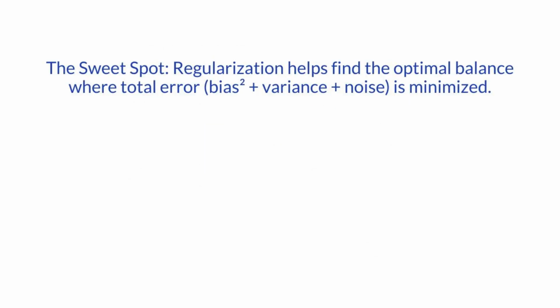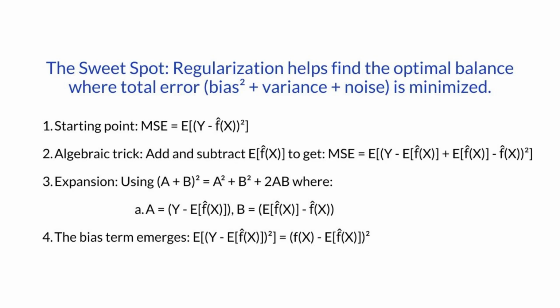Now the sweet spot is when the regularization helps you find the optimal balance where the total error is minimized. You might wonder why the bias is squared over here. It's basically because of the mean squared error formula, which comes directly from its mathematical derivation. I hope you are able to understand this derivation. If you don't, please comment and I can explain it in the next video.